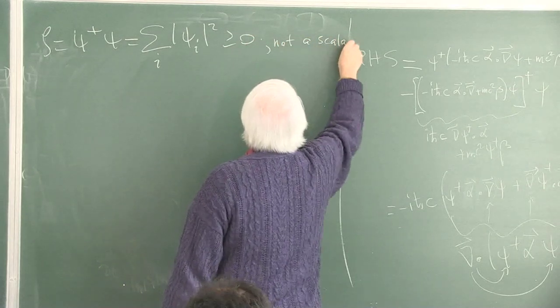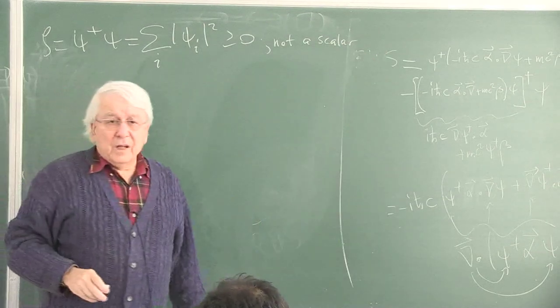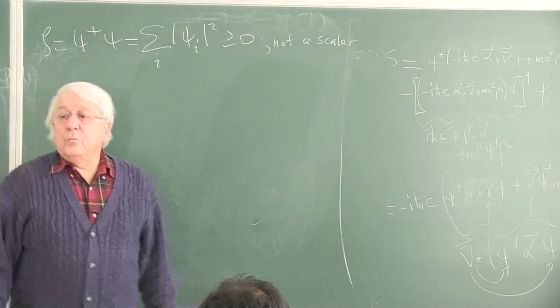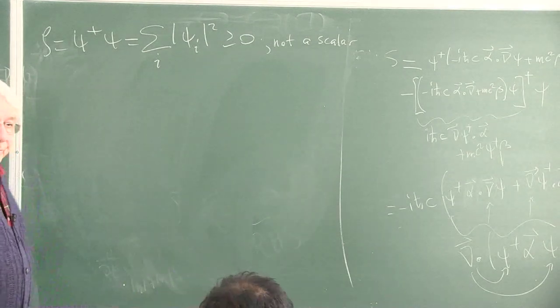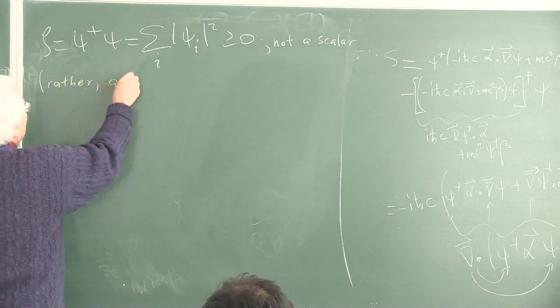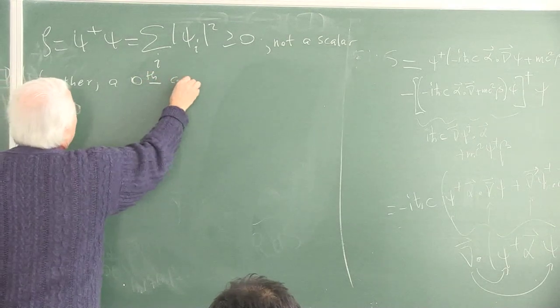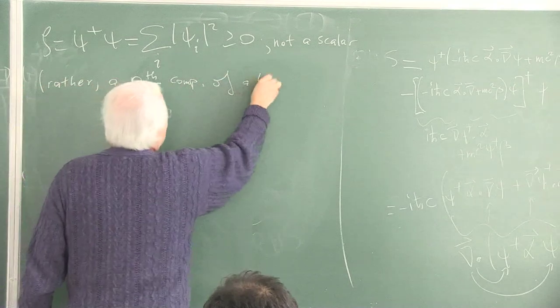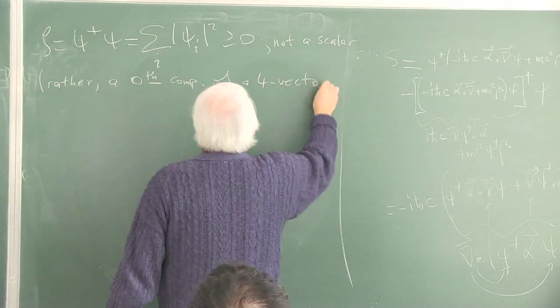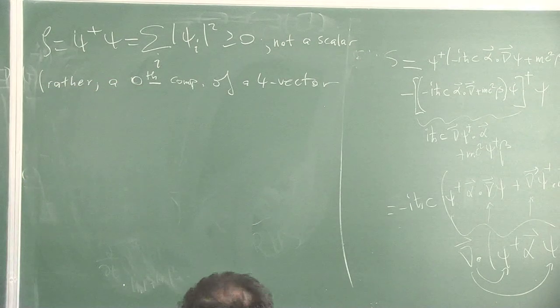I hope that's understood, correct? Rather, we'll demonstrate that it should be like the zeroth component of a four vector. Okay, that's sufficient. That's as much as I want to talk about the rho itself. Its explicit form is there. Now what about the current?